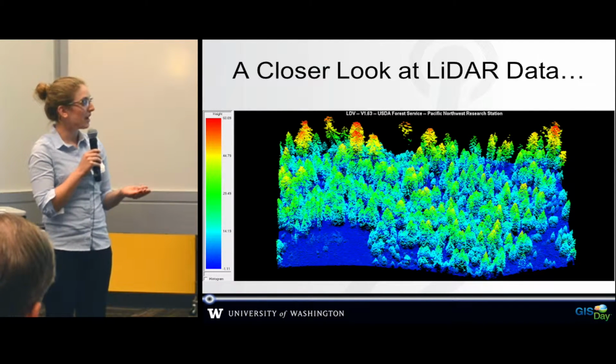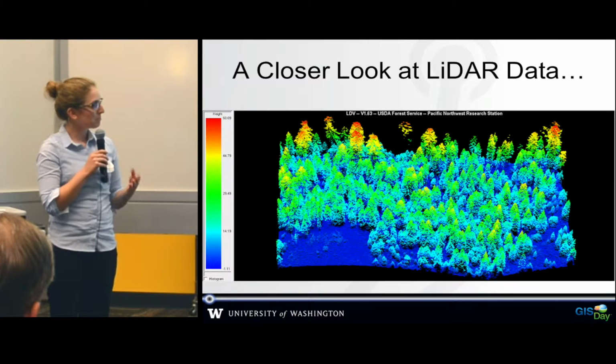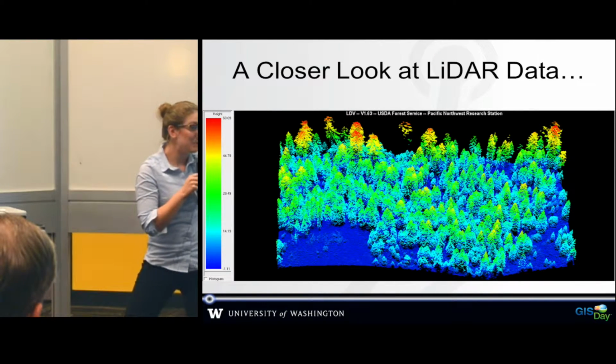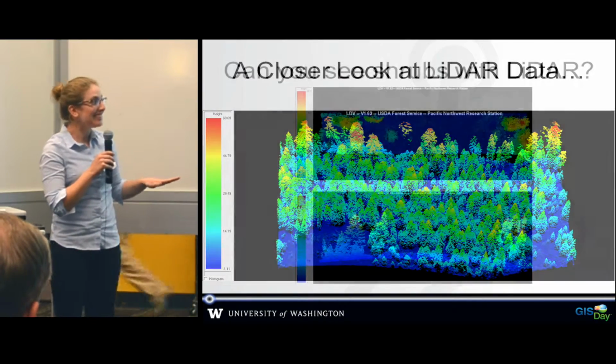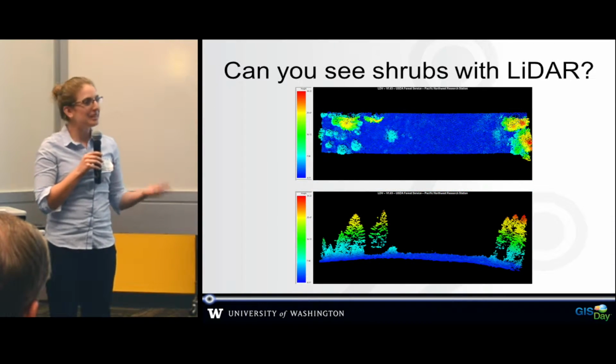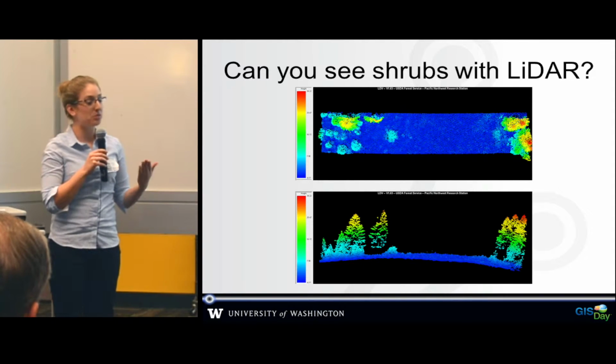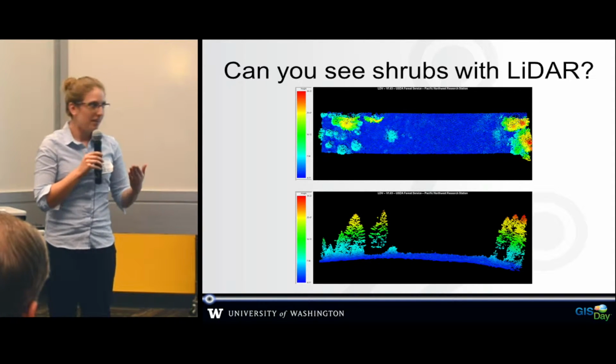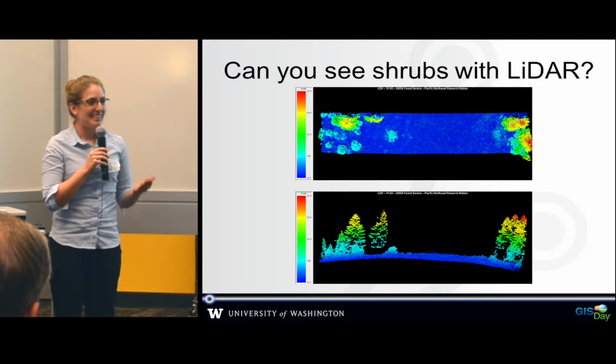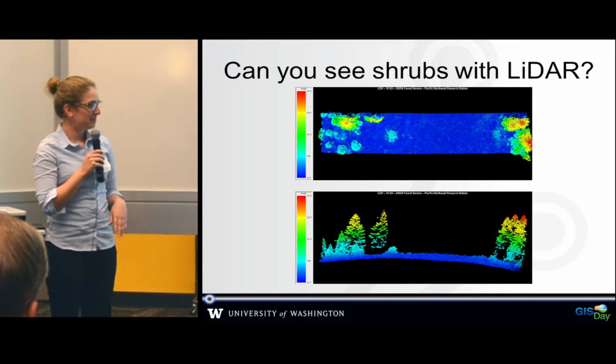This is the output that I see in Fusion. It's colored by height. You can see trees. And over here, maybe you can see some shrubs. So let's take a closer look. In open areas, it's really easy to see shrubs. We can see that, computers can see that, so modeling that is really easy when there's no trees in the way. But when there are trees in the way, it gets a little bit more complicated.